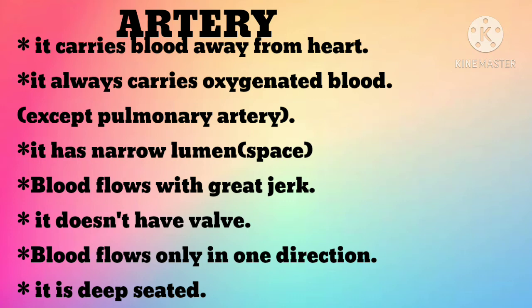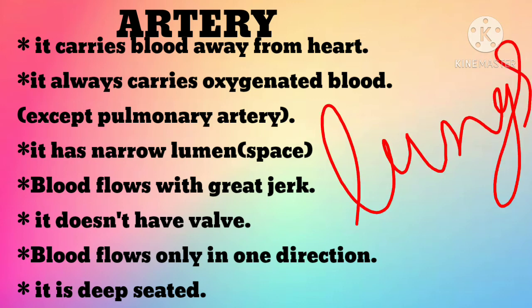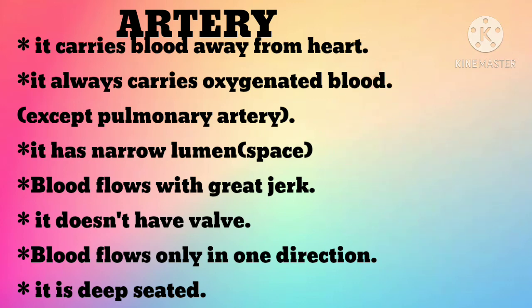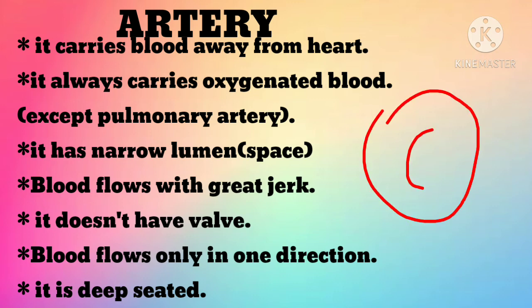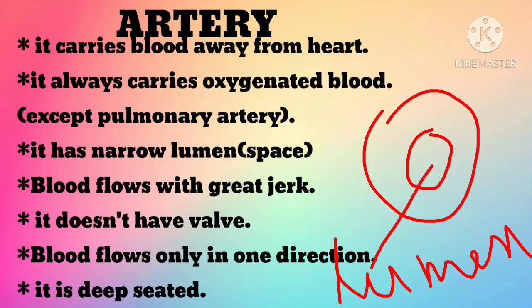So arteries always carry oxygenated blood except the pulmonary artery. What is the pulmonary artery? The artery which is joined with the lungs, which carries deoxygenated blood to the heart. As I told you earlier, arteries have a narrow lumen. What is lumen? It is a space through which the blood flows.